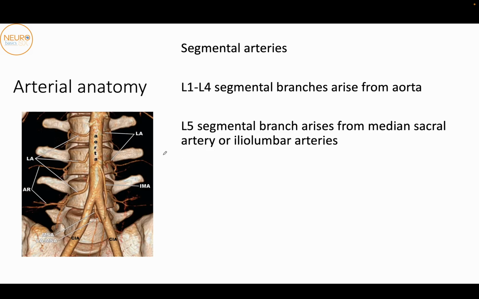Okay, so this is supplied by arteries which arise from the aorta. Again, they're the segmental arteries. The L5 artery might arise from the median sacral artery or sometimes the iliolumbar trunks.